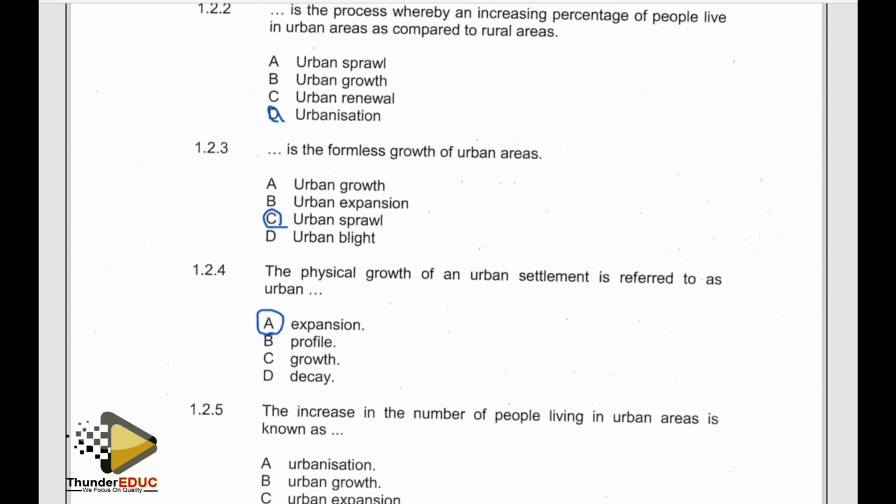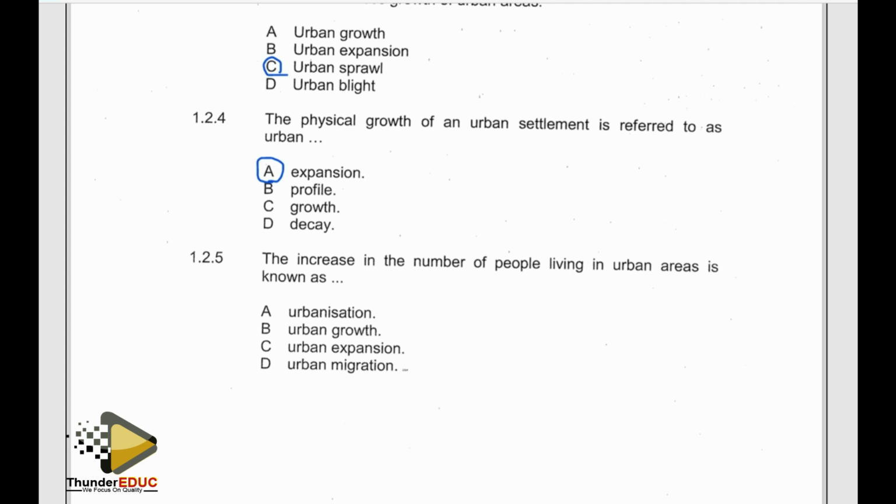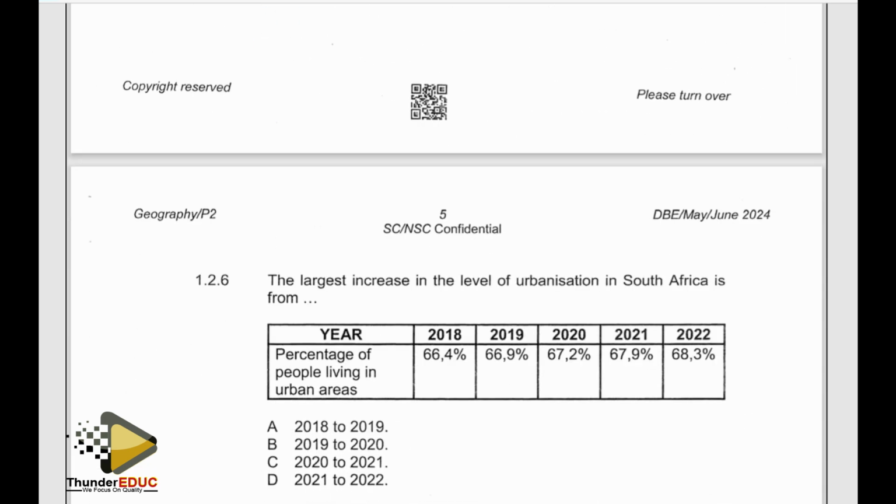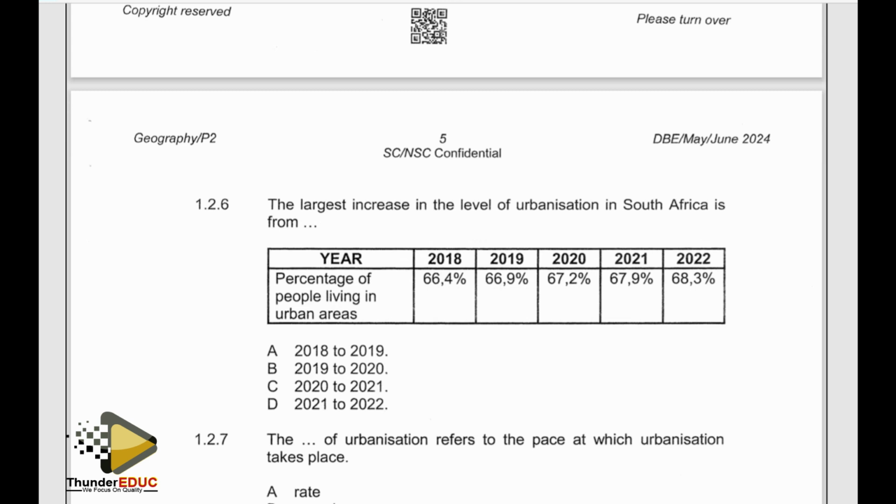We cannot give the same response to these two questions because they are not the same. The increase in the number of people living in urban areas is known as urban growth, like what we have earlier on explained. Right. We move on to the next question, which is number 126.